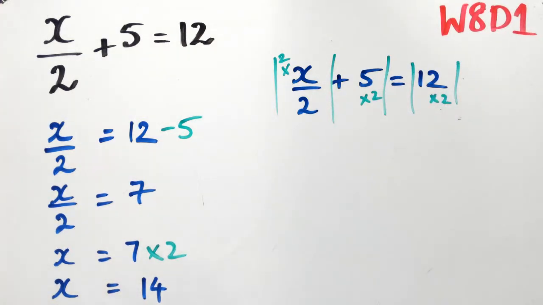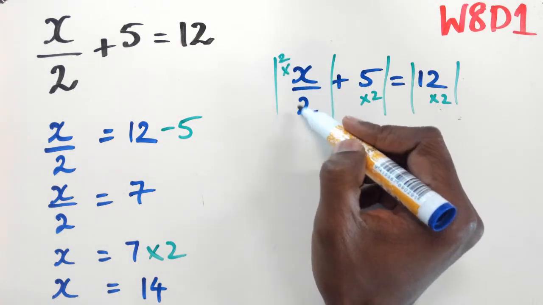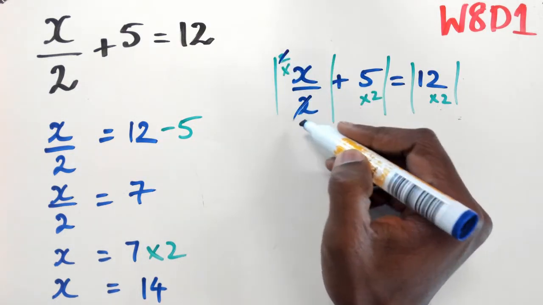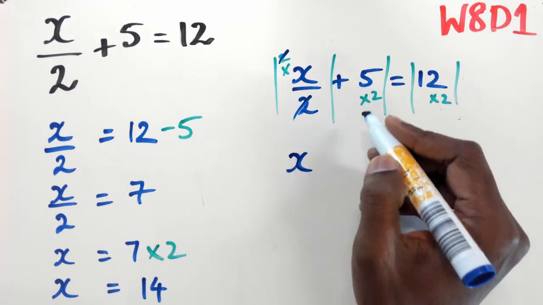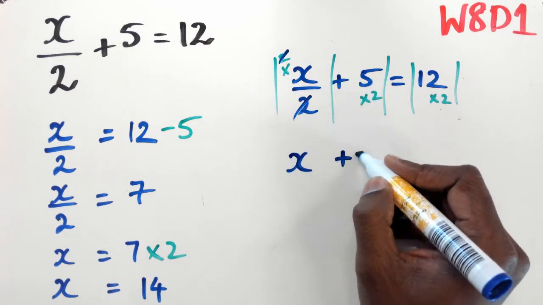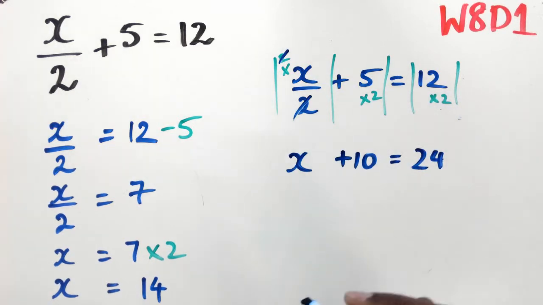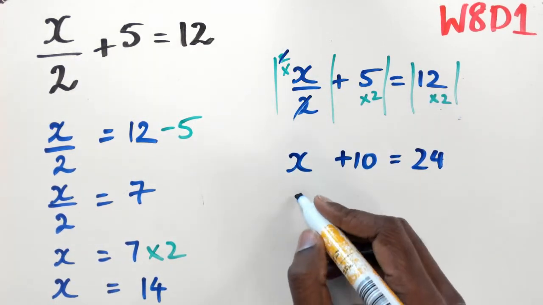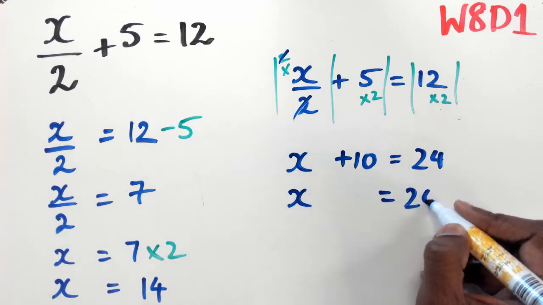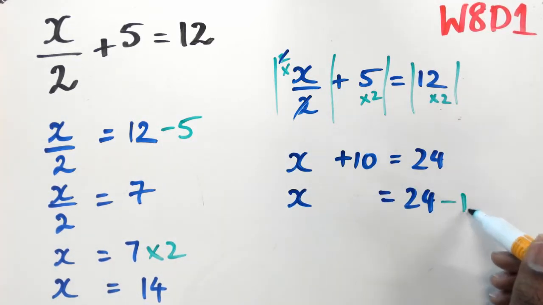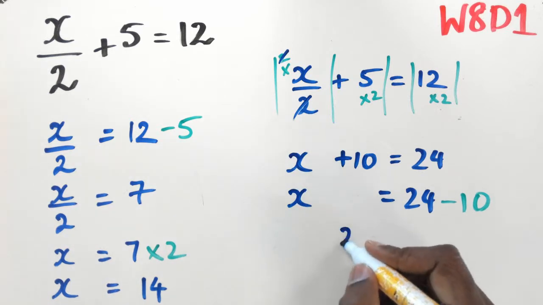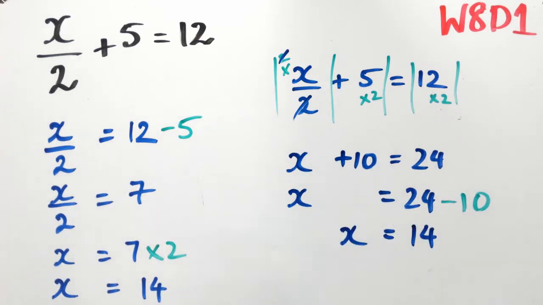Alright, so when I do this, what ends up happening is the two 2's here, they kind of cancel out each other, and you're left with just x. Then you've got 5 times 2, which is 10. Then you've got equals 12 times 2 is 24. Now this is a straightforward linear equation, because we can just go x equals to 24, take away 10, and what ends up happening is you've actually got x equals to 14. So either method you choose, guys, the answers are going to work out for you.